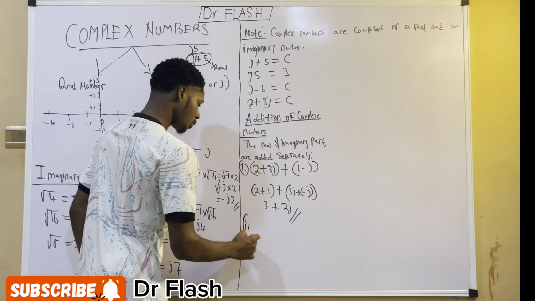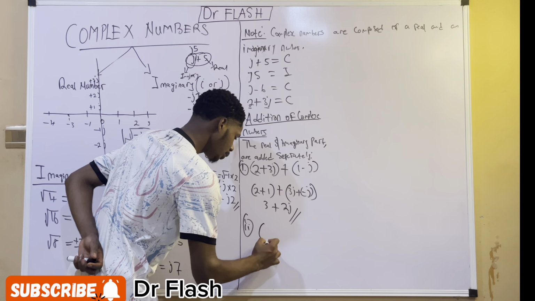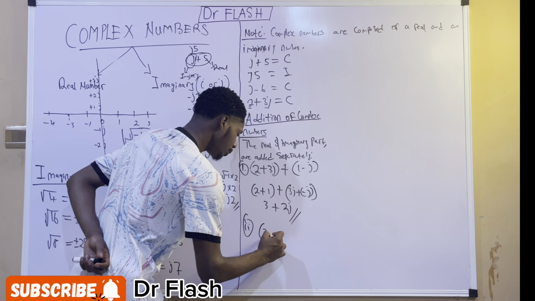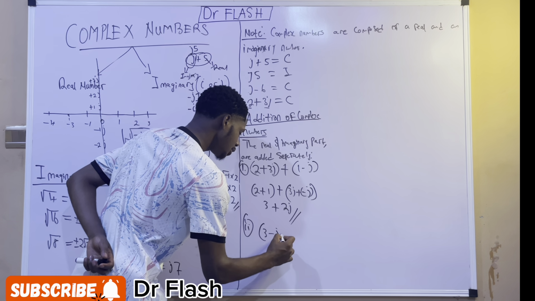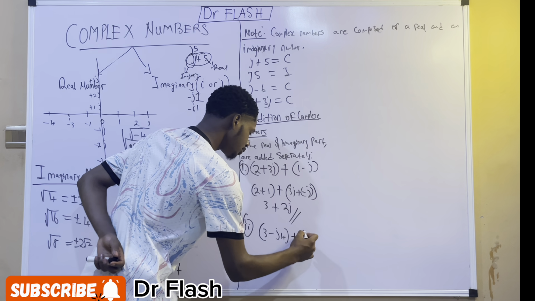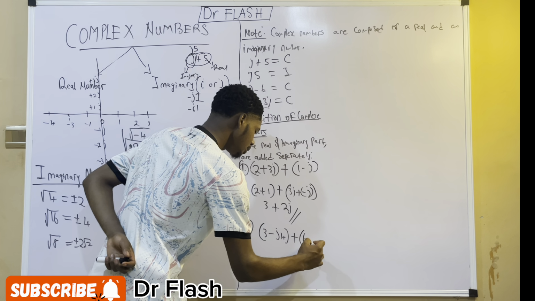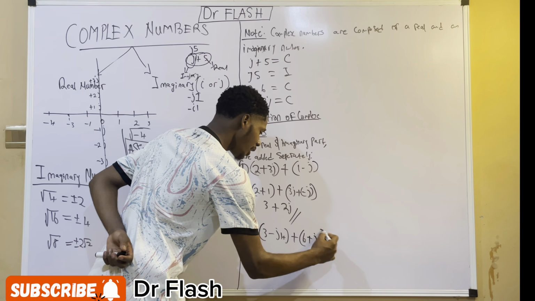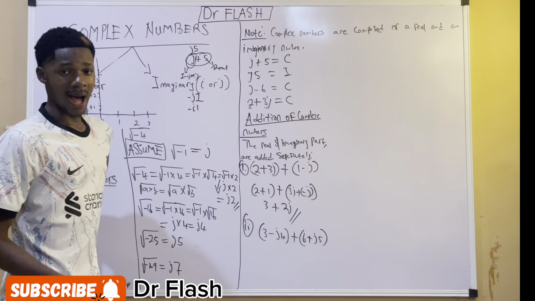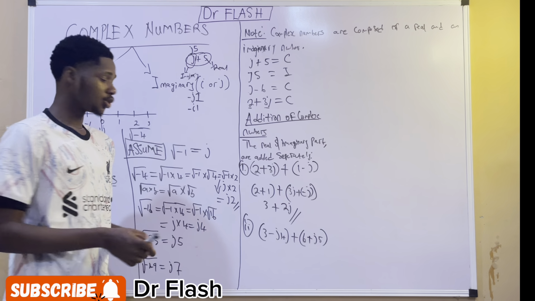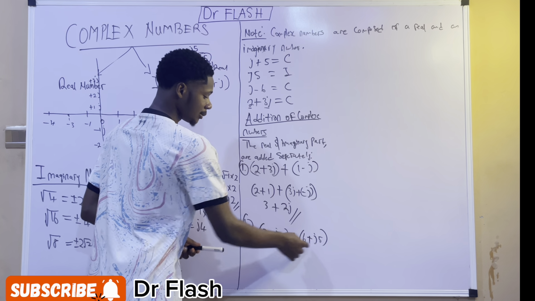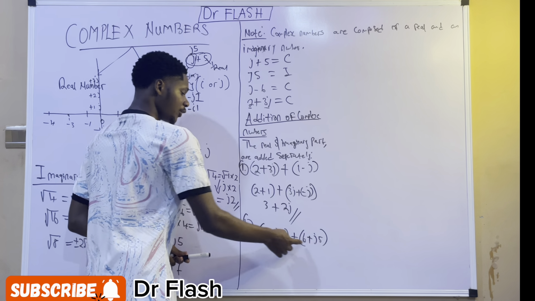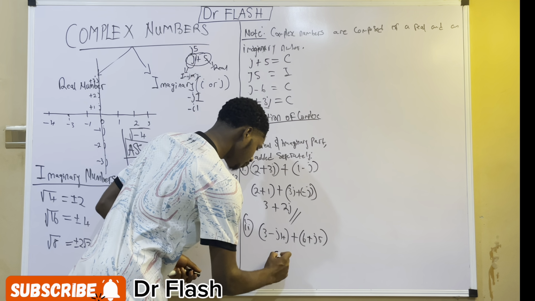Okay, so here is an example, which is 3 minus j4 plus 6 plus j5. So if you are asked to solve this, add these complex numbers together, what are you going to do? We are going to add the real parts and add the imaginary parts. So we're going to have 3 plus 6, which gives us 9.